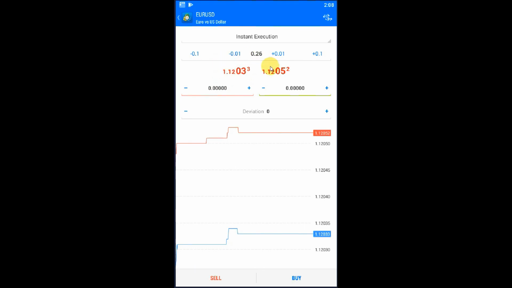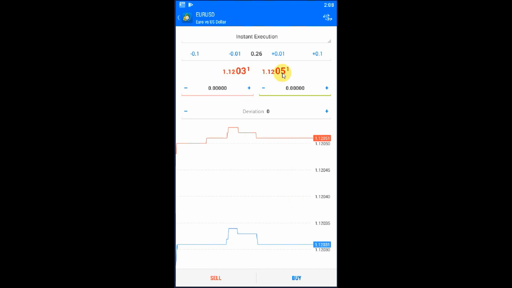So the difference between these two, that's called the spread. It's this distance here. That's called the spread. That's how brokers make their money. That's why when you first place a trade, it will first be in red. Then when price moves and becomes profitable, it will turn blue.